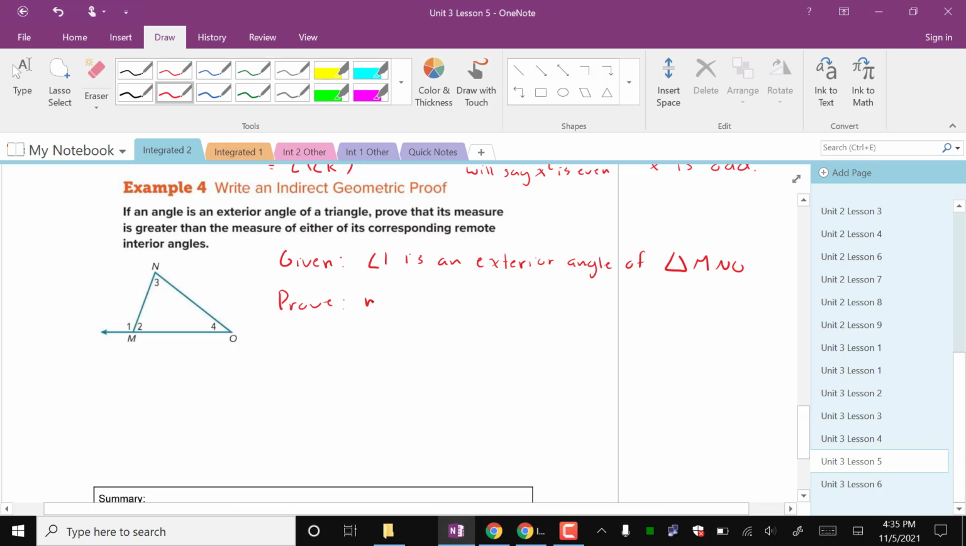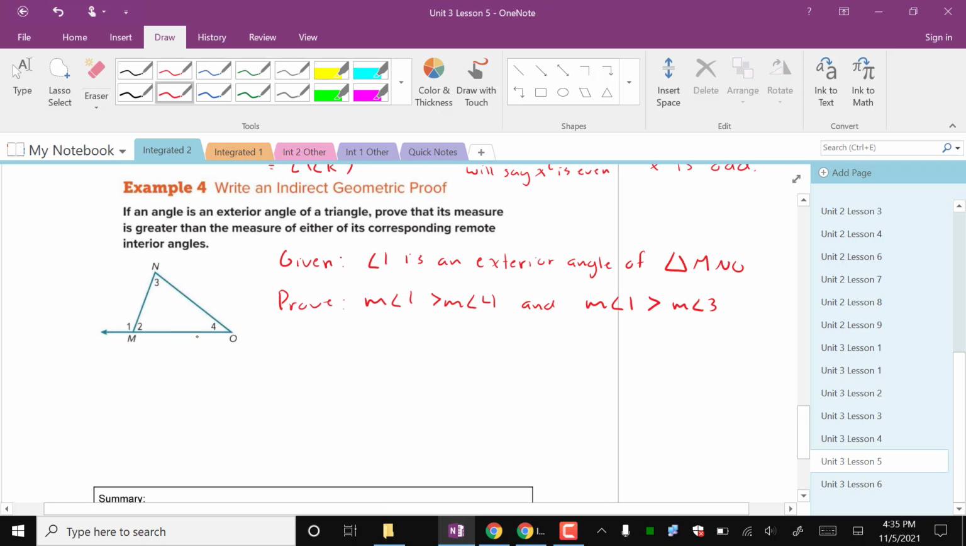that the measure of angle 1 is greater than the measure of angle 4, and the measure of angle 1 is greater than the measure of angle 3. Those are our two remote interior angles because they're not connected to our exterior angle. If you notice, the exterior angle and the angle right inside actually form a supplementary angle relationship. So let's go ahead and start our indirect proof.